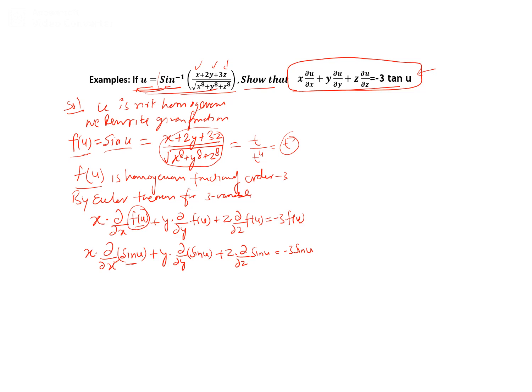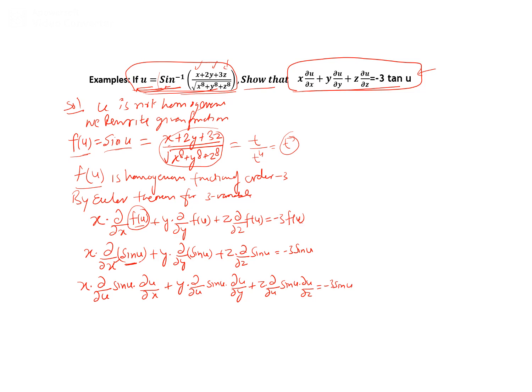Now for that sine u, we have to take the partial derivative with respect to x, so we write del upon del u of sine u into del u upon del x, plus y del upon del u of sine u into del u upon del y, and similarly for the term z, del upon del u of sine u into del u upon del z, is equal to minus 3 times sine u.